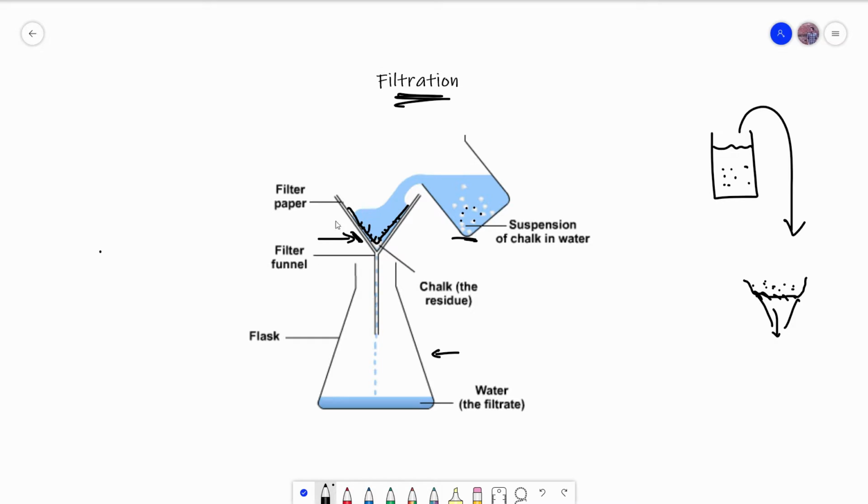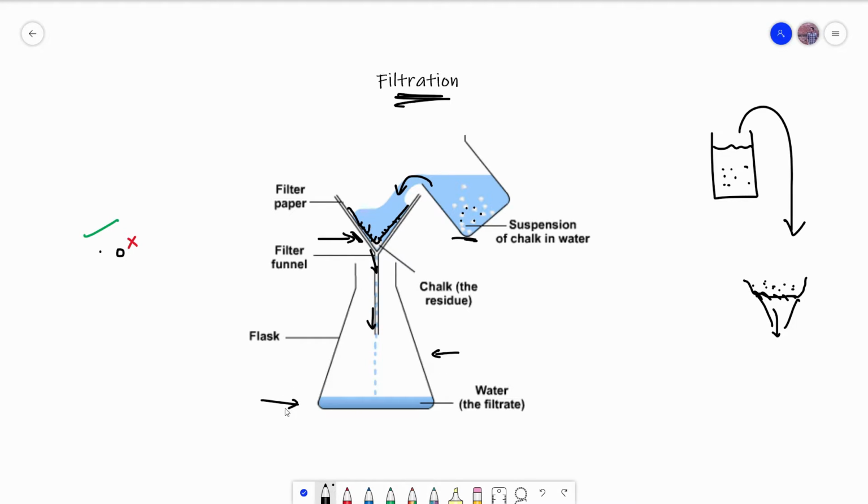Over here, if you see the suspension of chalk in water, the chalk particles are larger and hence they can't pass through the filter paper. They're larger and they're not dissolved, which means the particles have not been spread out into the solution, and hence you can still see them, you can still feel them. This is why when you pour the solution into the filter funnel, the water is going to pass through the filter paper and drip down into this conical flask, where it will collect.